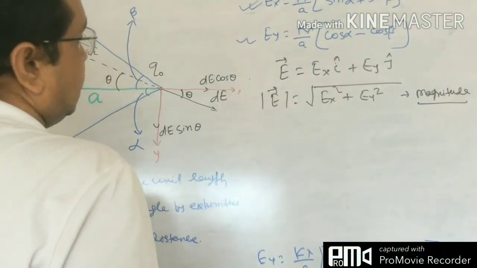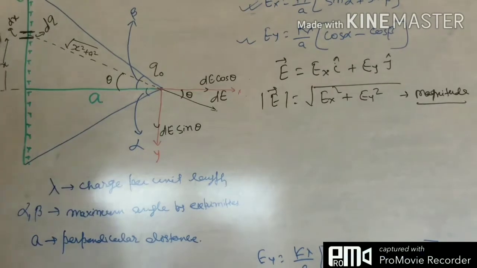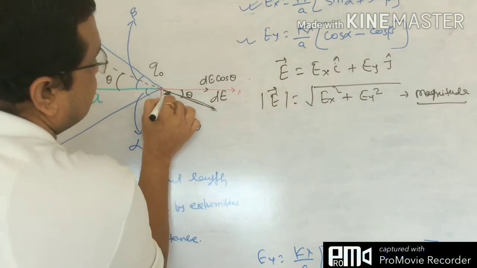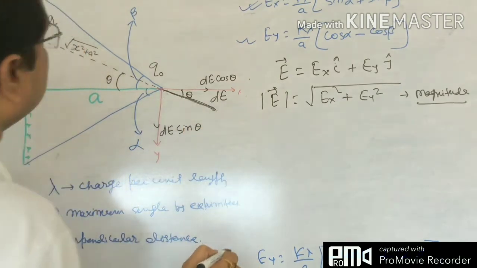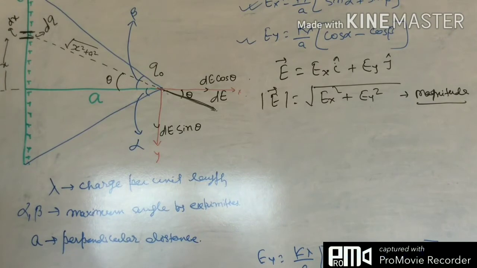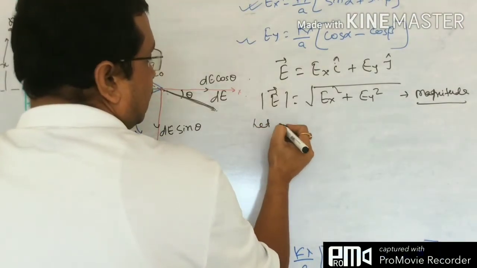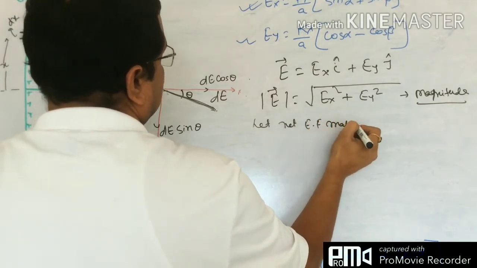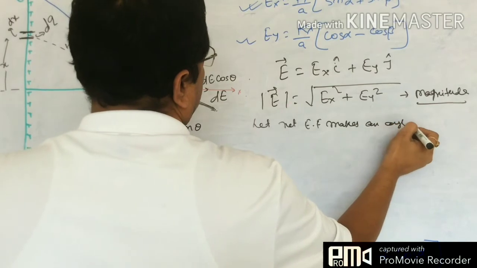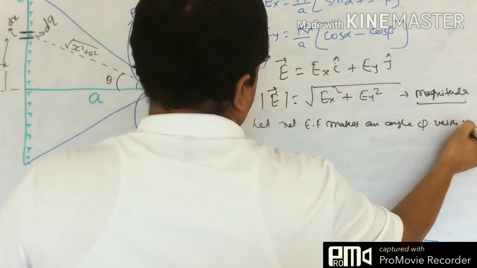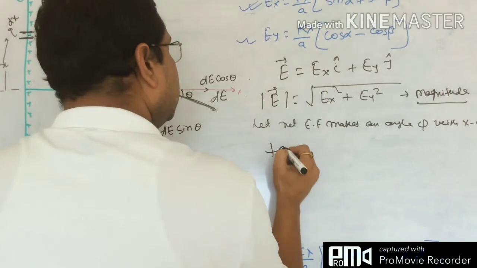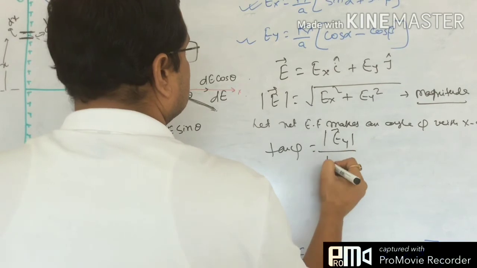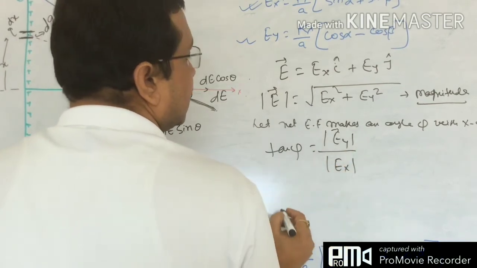And now direction. Suppose this was the arbitrary point, and the net electric field makes an angle phi with the x-axis. So tan phi equals what? Mod of Ey by mod of Ex. So this is the direction.